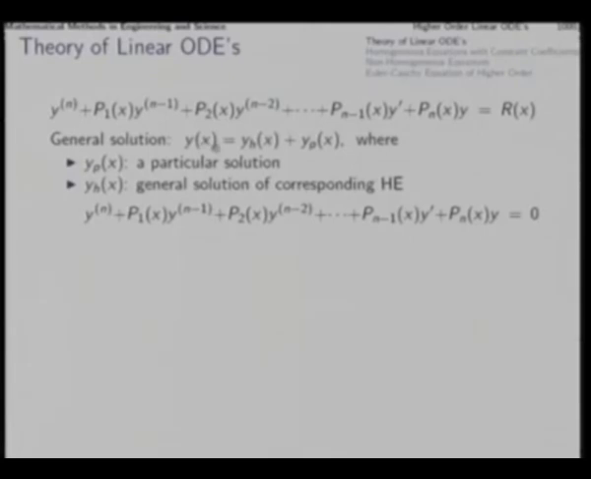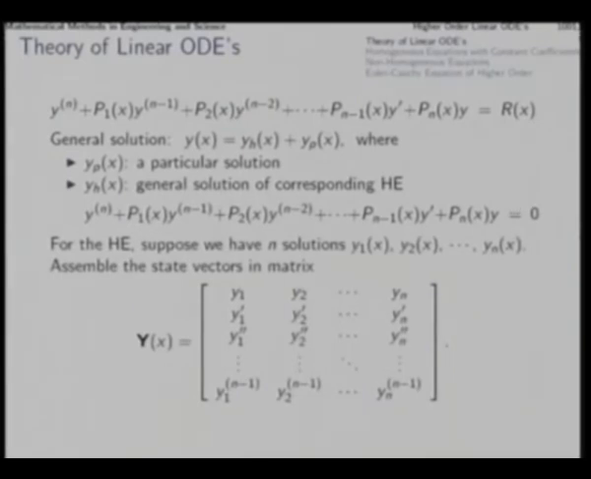Now, again for this we will have the general solution in this manner as yh plus yp, where yh is the complementary function. In other words, yh is the general solution of the corresponding homogeneous equation, that is this equal to 0. That is, it is the general solution of this equation.